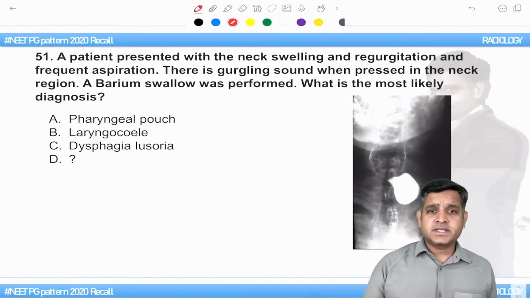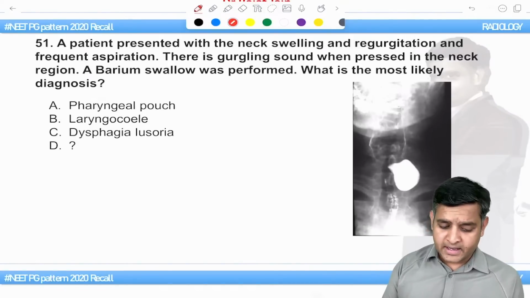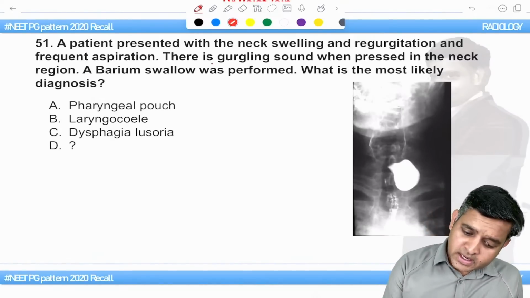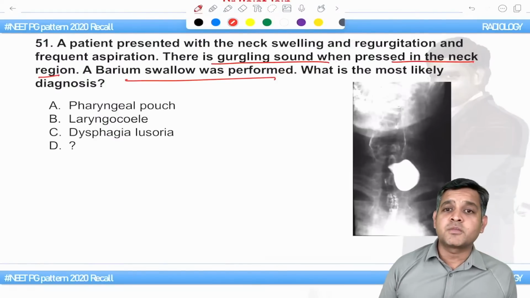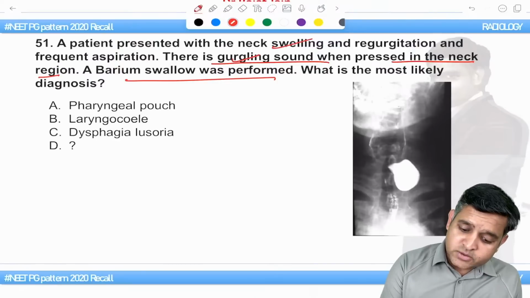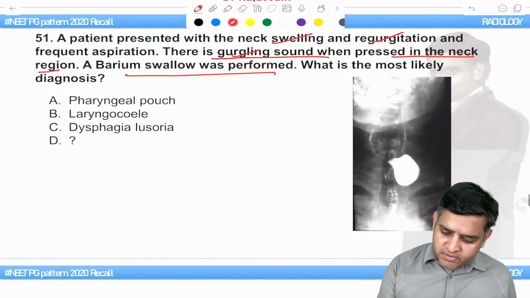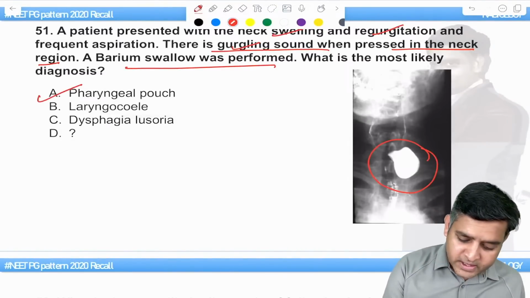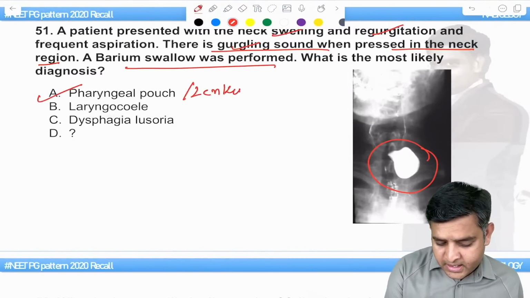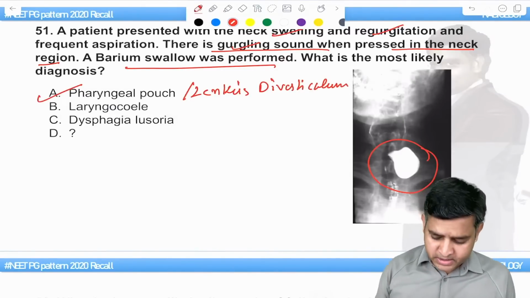51. A patient presented with neck swelling, regurgitation and frequent aspiration. There is a gurgling sound when pressed in the neck region. A barium swallow was performed. Gurgling sound, neck swelling, regurgitation, halitosis, bad breath. It is giving you a contrast-filled outpouching which is called a pharyngeal pouch or Zenker's diverticulum.